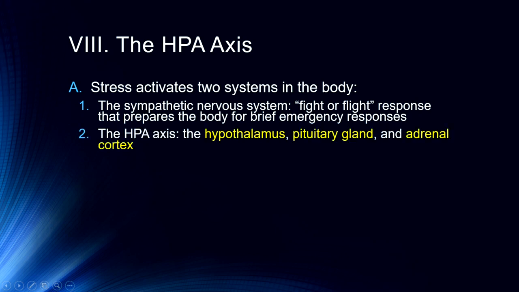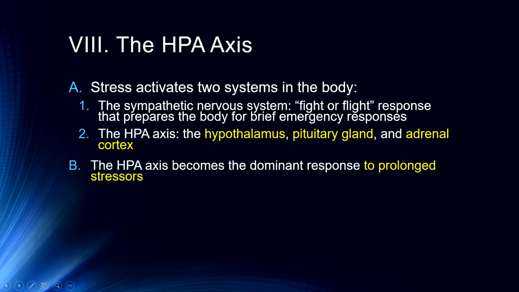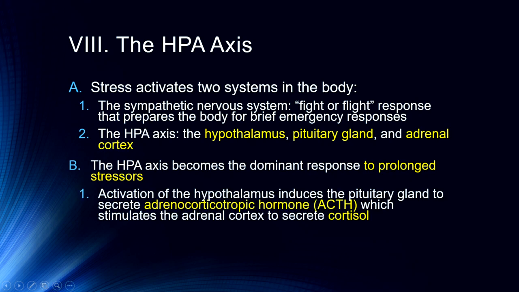The HPA axis, this hypothalamic pituitary and adrenal cortex, also becomes activated, and this becomes the dominant response during prolonged stressors. An activation of the hypothalamus induces the pituitary gland to secrete adrenocorticotropic hormone, or ACTH, much easier to say than adrenocorticotropic hormone. Basically, this is released by the pituitary gland, which travels through the bloodstream and causes the adrenal cortex to secrete cortisol. So during a stress response, we get the release of norepinephrine by the sympathetic nervous system.